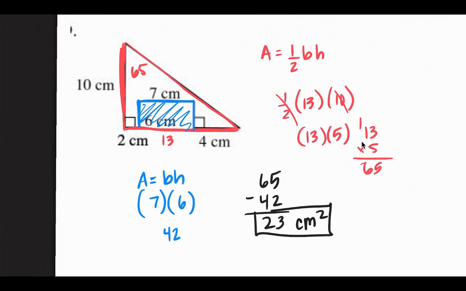And that's all there is to it, guys. So what we're doing is we're using all of those areas of the shapes that we know how to solve: a parallelogram, a triangle, a trapezoid, and we're either adding them together or we're subtracting some out depending on if it's cut out of the shape or not. So there are some example problems for you.